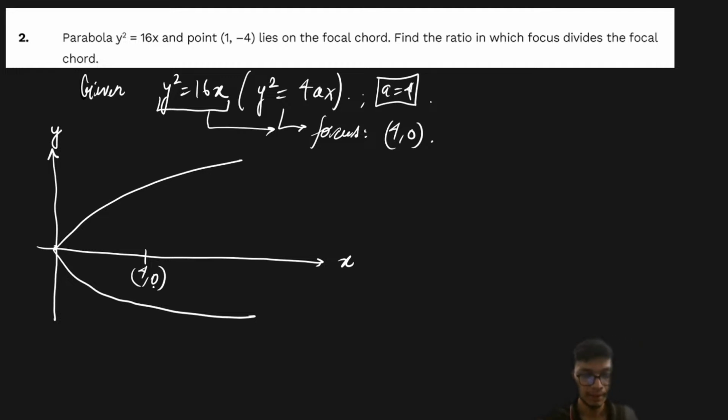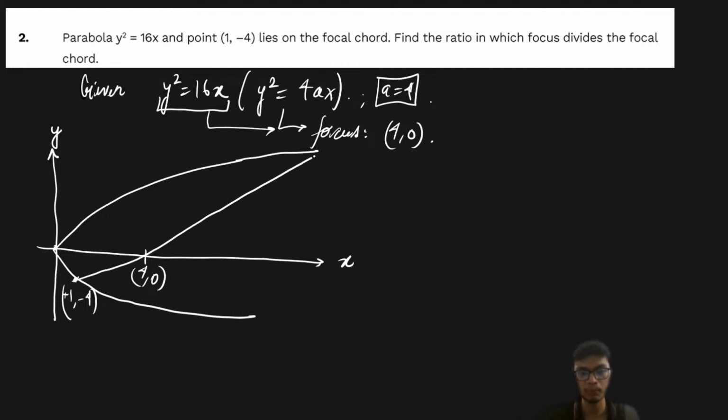I hope this is clear. Now it is said that there is a point given as (1, -4) which is lying on the focal chord. Focal chords are the chords to the parabola such that they pass through the focus.